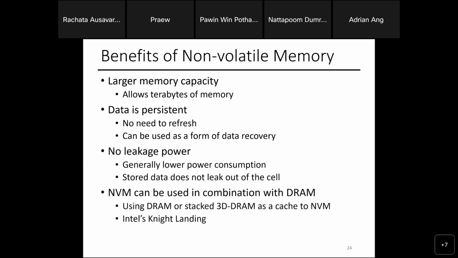Most of the time, we can also think of it as, why don't we use DRAM as a cache for this thing? Because these are slower than DRAM, right? So now DRAM becomes the last level cache, and then you have the NVM being the much bigger storage before your SSD, right? So that's another way to think about it. For example, Intel's Knights Landing has this particular design architecture.